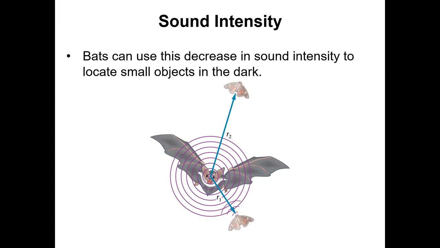Not because the sprinkler is emitting less water when you go farther. It's emitting the same amount of water per unit of time. So it's the same power. However, when you move farther, the surface area through which the water is spread is larger. So the intensity gets smaller. And bats can use this to locate objects. They can tell based on the decrease in sound intensity, and they can locate small objects in the dark.